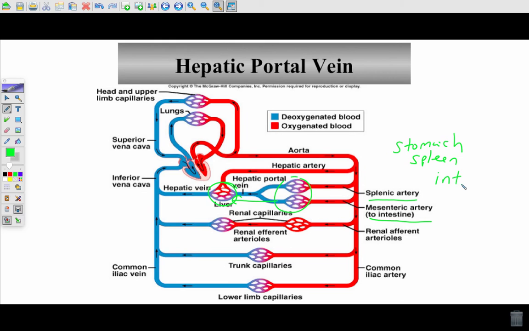So material coming from the stomach, spleen, and the intestines is going to be nutrient rich because stuff's been absorbed there. So this material that's passing through the liver that's nutrient rich, some of those nutrients need to be processed by the liver. For example, glucose will be converted to liver glycogen so it can be stored.